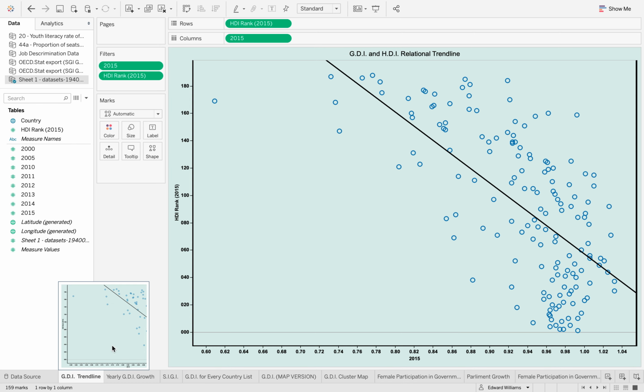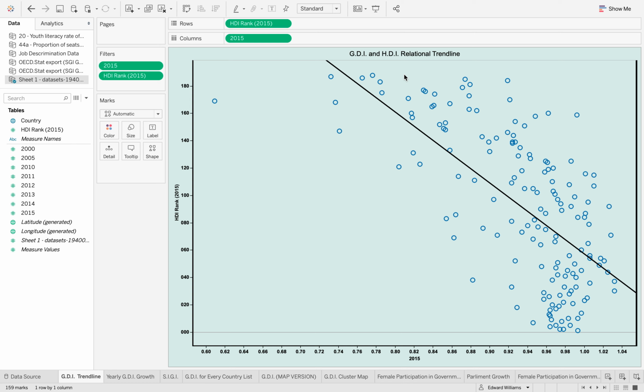So, my first visualization is a comparison between the Gender Development Index and the Human Development Index. So, the Gender Development Index measures the discrepancies between genders in the Human Development Index and key metrics such as education, healthcare, and life expectancy.